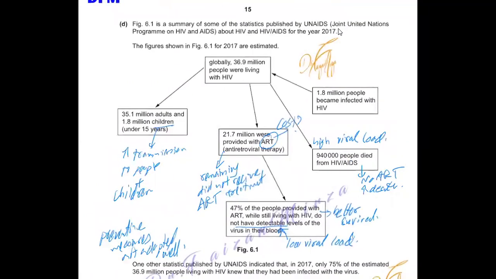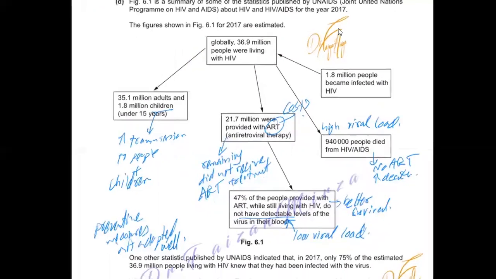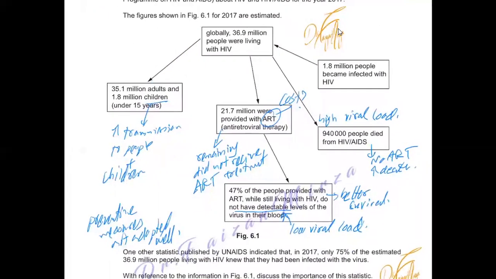Figure 6.1 is a summary of some statistics published by UNAIDS about HIV and AIDS for the year 2017. So figures are shown to you. Globally, 36.9 million people are living with HIV: 35.1 million adults and 1.8 million children. So with this many people already suffering from HIV, there's an increased transmission to people and children. So you can just decode this information here.